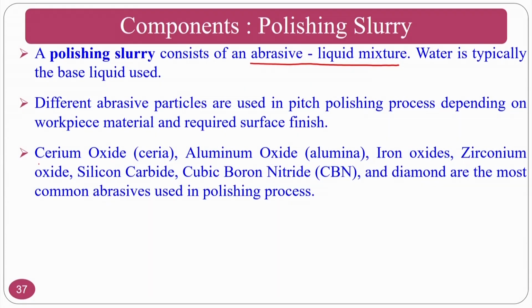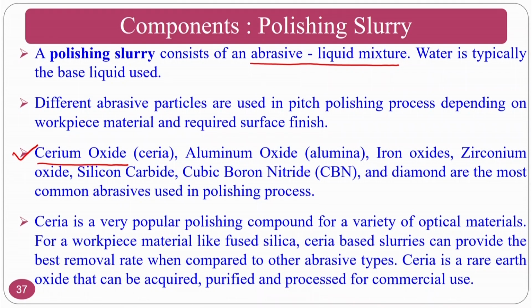Commonly used is cerium oxide, compared to other abrasive particles like Al2O3, that is alumina, iron oxide, zirconium oxide, silicon carbide, cubic boron nitride, diamond, and other things. But commonly for lens polishing applications, people will use cerium oxide, which is nothing but ceria, and ceria is a very popular polishing compound for a variety of optical materials.